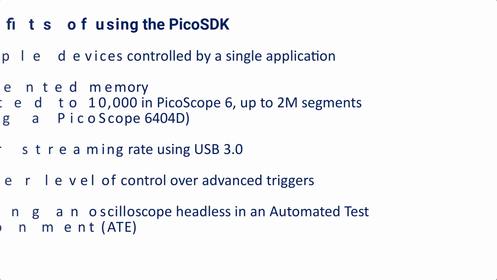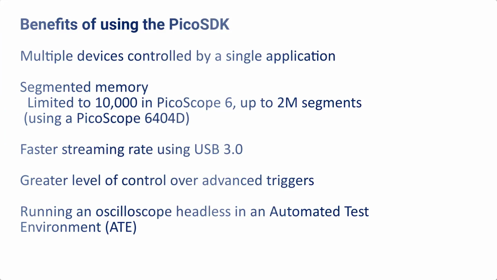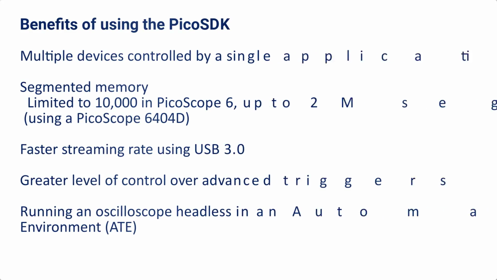Here are five benefits of using the PicoSDK. Multiple devices controlled by a single application. The ability to segment the memory for up to 2 million segments depending upon the device. Potentially faster streaming rates on USB 3. A greater level of control over advanced triggers. And the ability to run an oscilloscope headless in an automated test environment.